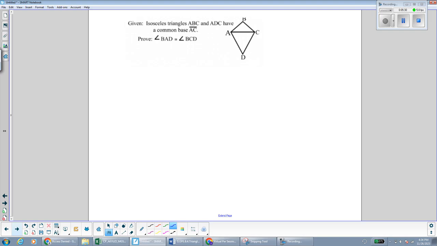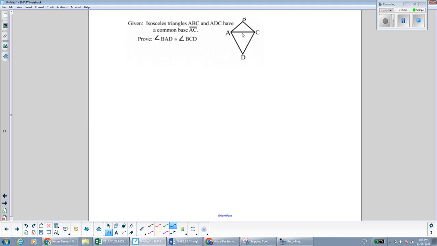Now we're going to do some proofs that use the base angle theorem and the converse base angle theorem. I recommend that you pause the video and draw the diagram on a piece of paper so that way you can mark it. Here we're given isosceles triangles ABC and ADC, and they have a common base AC.